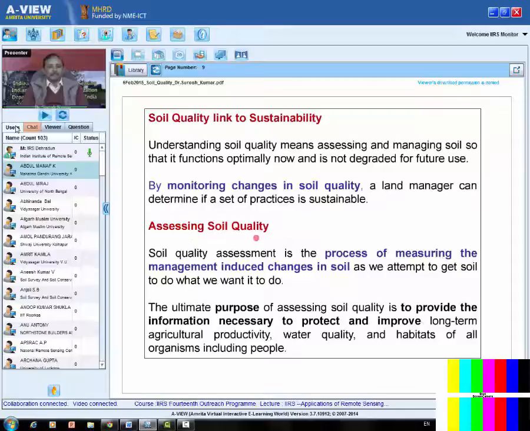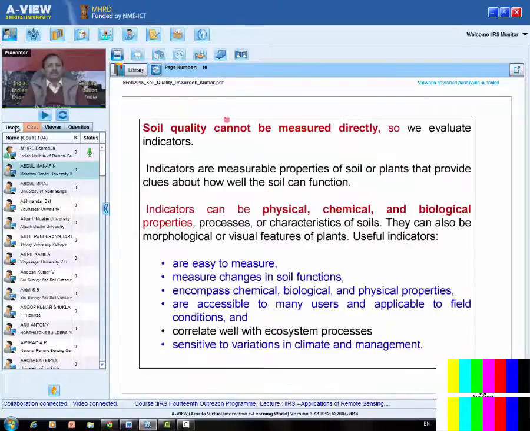Assessing the soil quality. Soil quality assessment is the process of measuring the management induced changes in soils as we attempt to get soil to do what we want it to do. So it means measuring the management induced changes, that is, because of management, which properties of the soils are getting affected, that we need to study.